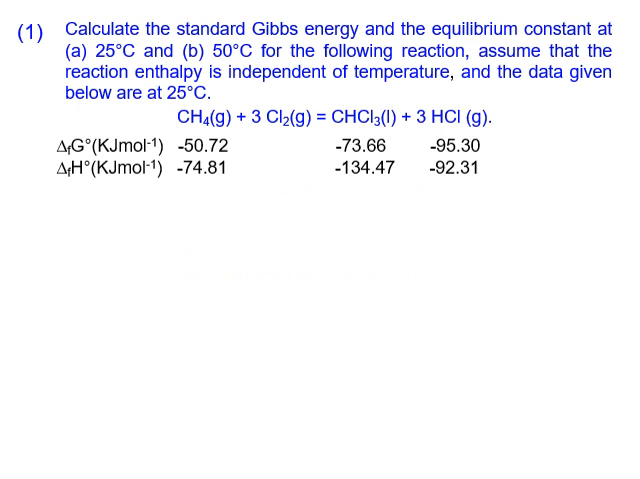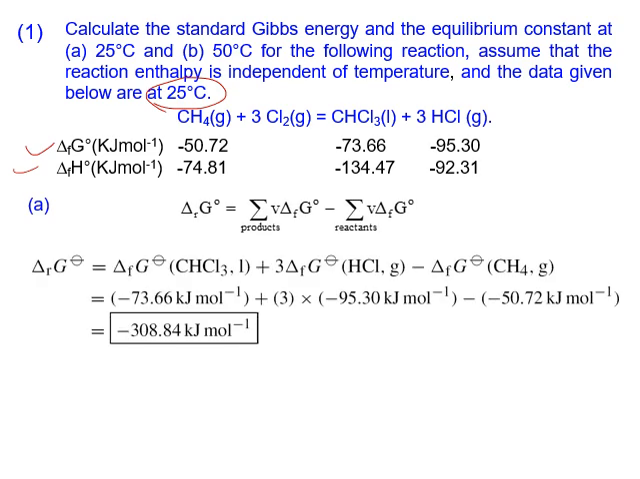Question number 1. Calculate the standard Gibbs energy and equilibrium constant at 25 degrees and 50 degrees for the following reaction. Note that we have the formation Gibbs energy for the reactants and products, and the formation enthalpy for the reactants and products at 25 degrees, and therefore we can calculate the reaction Gibbs energy at 25 degrees. So, formation Gibbs energy of products minus reactants. So this is the reaction Gibbs energy at 25 degrees.